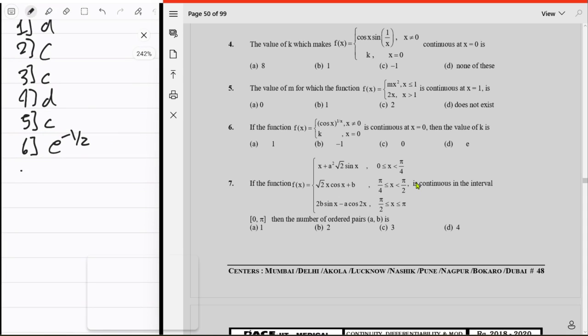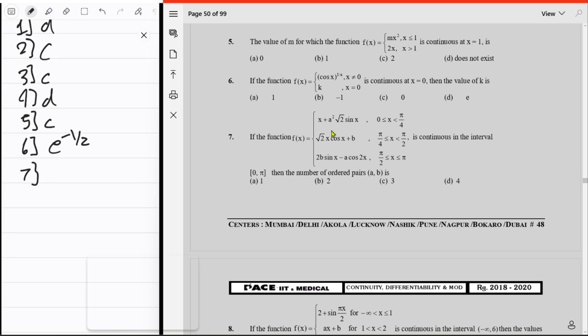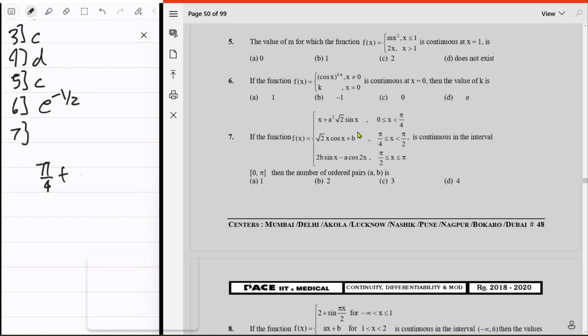Okay, seventh. If this function is continuous in the interval 0 to pi, the number of ordered pairs a, b is... So x squared plus a squared sine x, that's continuous, of course. But then, so like 0, not a big deal. Pi upon 4, at that point, it's changing definitions. All these functions are continuous when they're over the real numbers, but they are now in intervals. So pi upon 4, just put that in there. Pi upon 4 plus a square root of 2, and then sine of x is just 1 upon square root of 2.